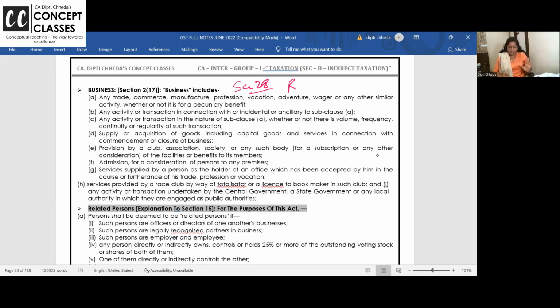Business includes any trade, trading, buying and selling, commerce, manufacturing, profession, degree holders, interiors, architects, vocation, skill, singing and all that, craft work and all. Adventure activities. It's just taking people for treks, monsoon treks, or any other activity which or not is for a pecuniary benefit. Pecuniary benefit means कोई profit motive से है या नहीं है.